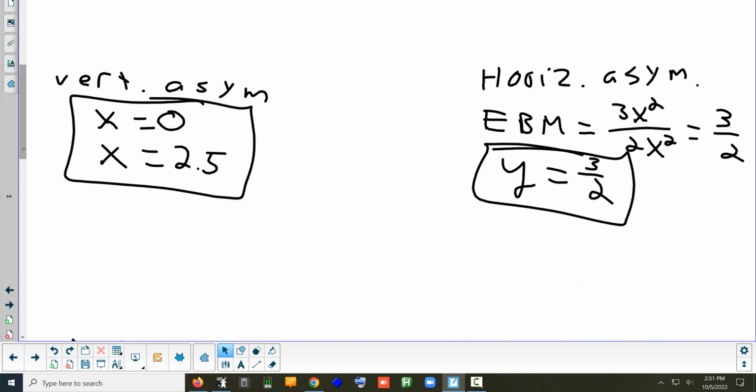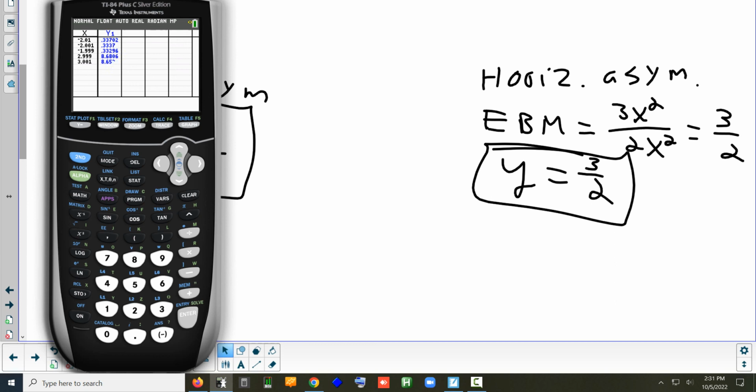Let's start with 0. What's a number that's just a little bit smaller than 0? Negative 0.001. Okay, good. Let's do them all. What's a number that's a little bigger than 0? 0.001. Okay, so I got that. What was my other vertical asymptote? What was my other one? 2.5.